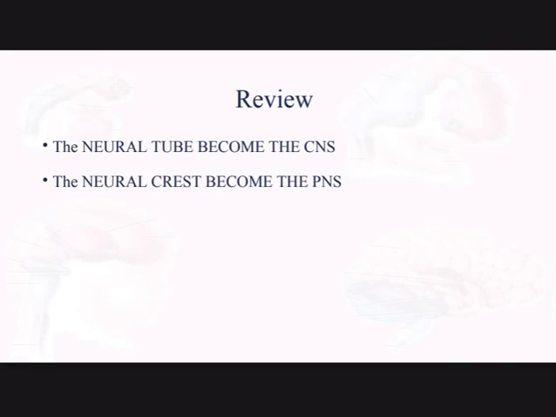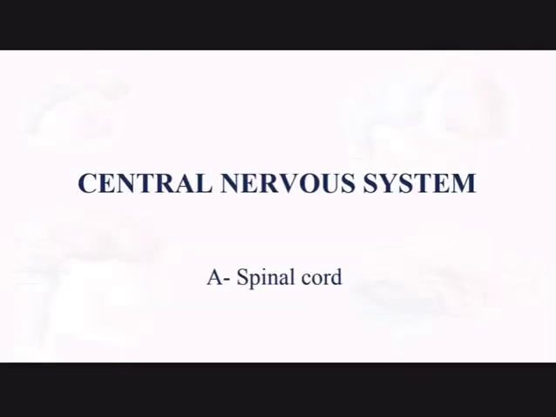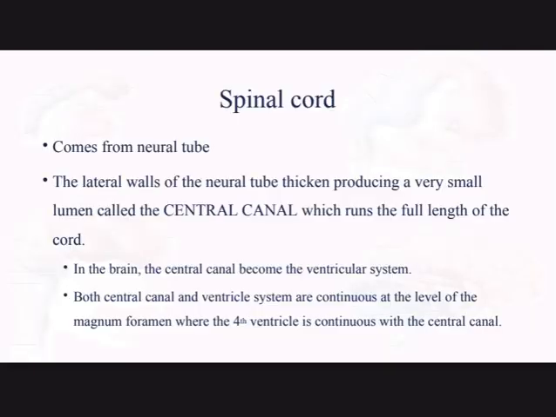Again, as a very small review of what we just talked about: the neural tube becomes the central nervous system, and the neural crest will become the PNS, the peripheral nervous system. So now let's talk about the central nervous system. We're going to talk about the spinal cord and how it actually forms. The spinal cord comes from our neural tube.